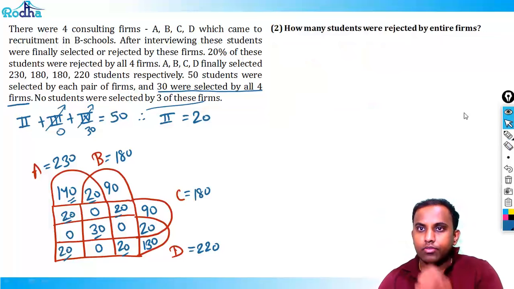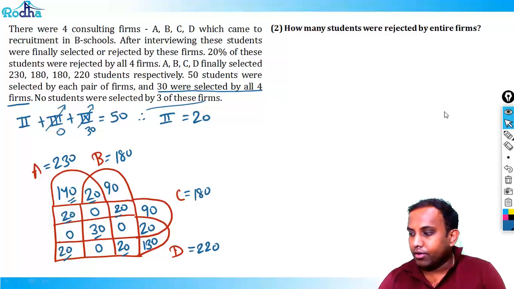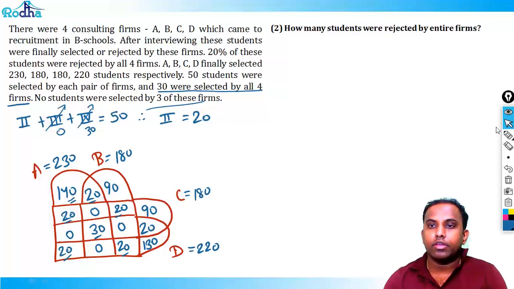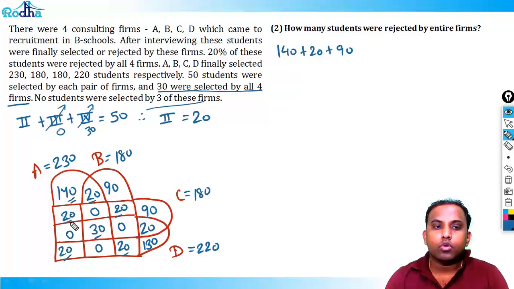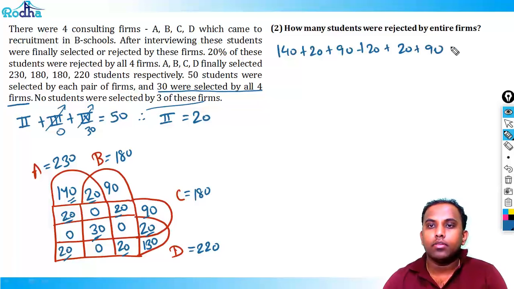Okay. Second question. How many students were rejected by all firms? So see, if you add up this whole Venn diagram, 140 plus 20 plus 90 plus 20 plus 20 plus 90 plus 20 plus 20 plus 90 plus 20 plus 30 plus 20 plus 20 plus 130, how much does it come to?